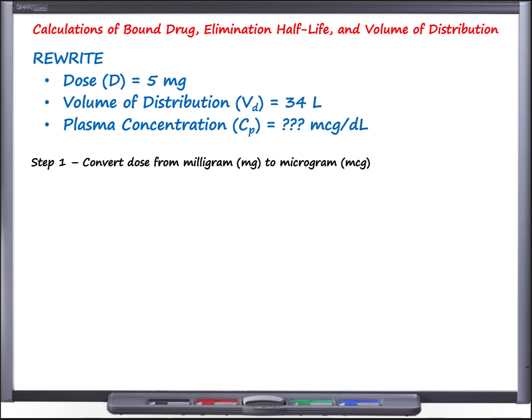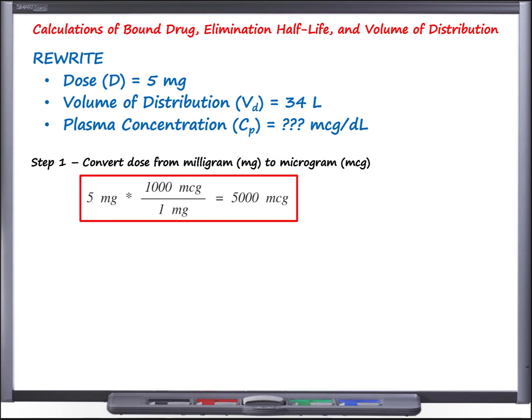First step, let's convert our dose from milligrams to micrograms. And that's pretty straightforward math. I show you the equation here. We're going to take our 5 milligrams times 1,000 micrograms for every 1 milligram. And you can see the units of milligrams cancel, so we have 5,000 micrograms.